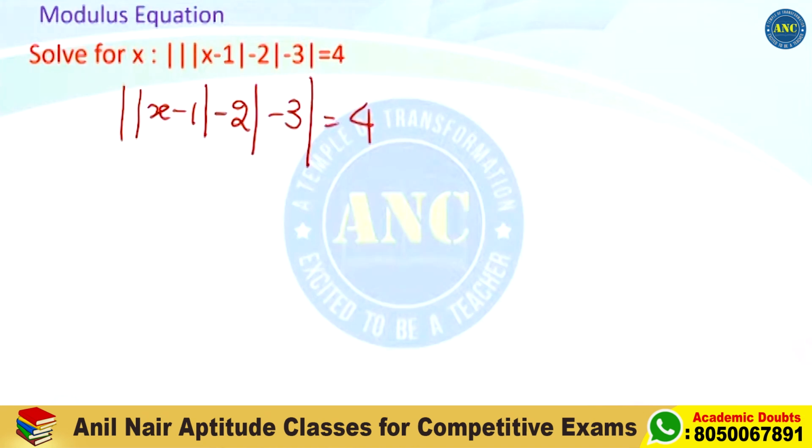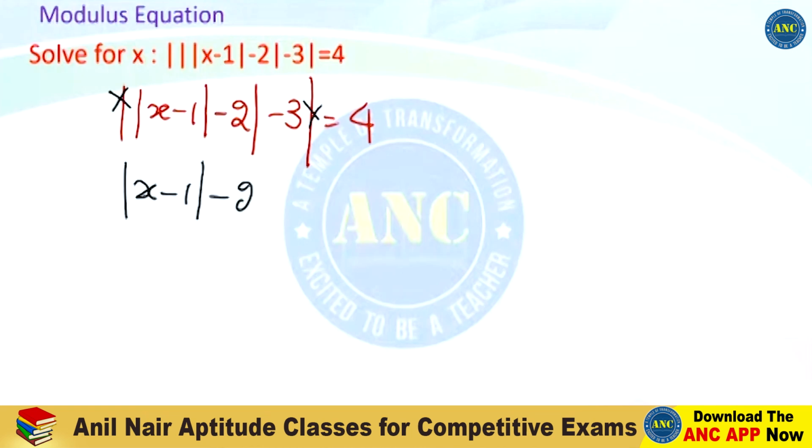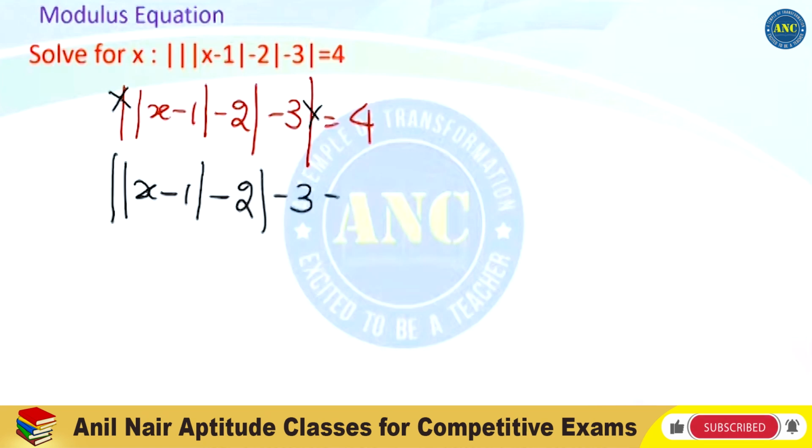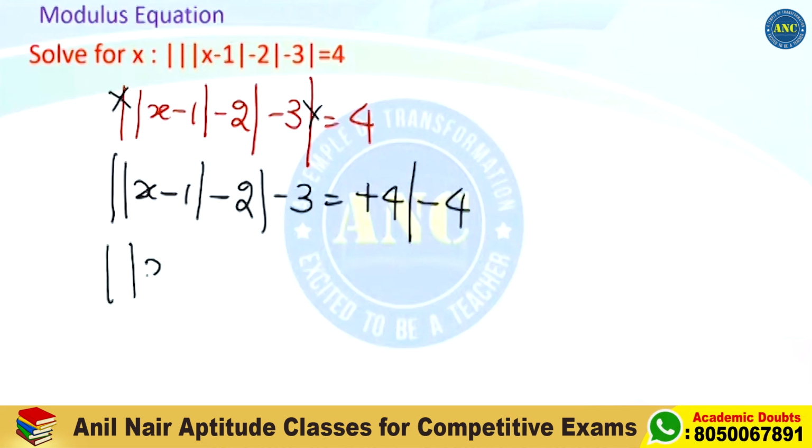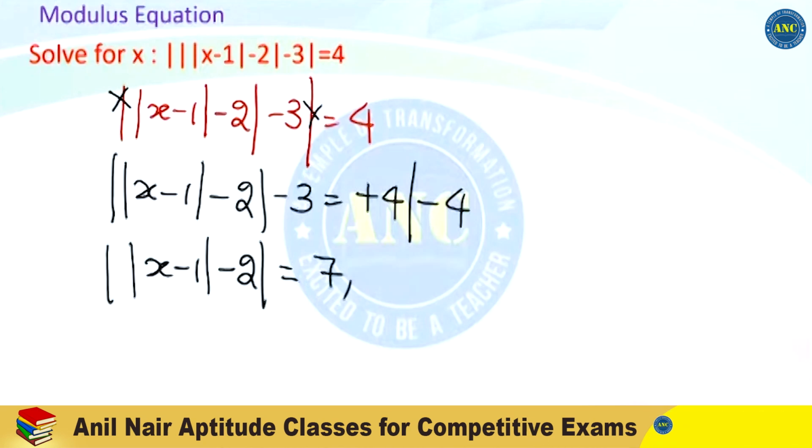First we will remove this mod outside. If I remove this mod outside, this is nothing but mod of mod x minus 1 minus 2 minus 3, again there is one more mod, equivalent to plus 4 or minus 4. So mod of mod x minus 1 minus 2 is nothing but 3 plus 4, 7, and 3 minus 4, minus 1. Modulus can never give a negative value. Minus 1, it is out.